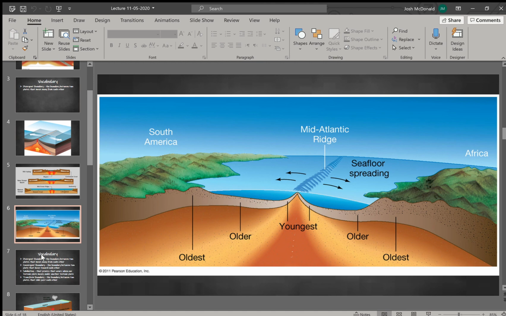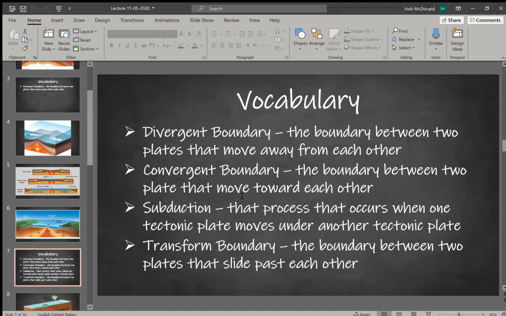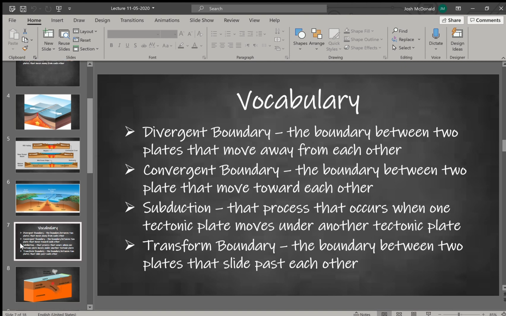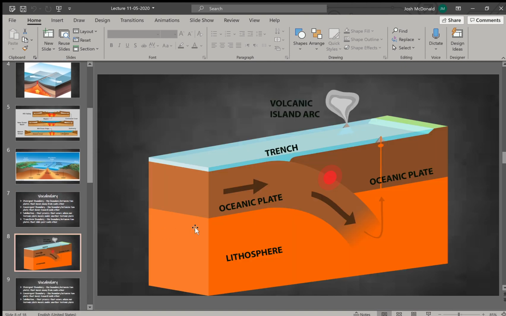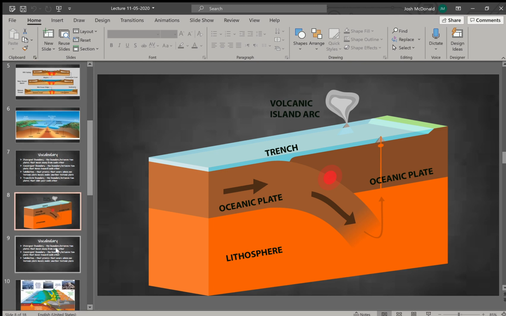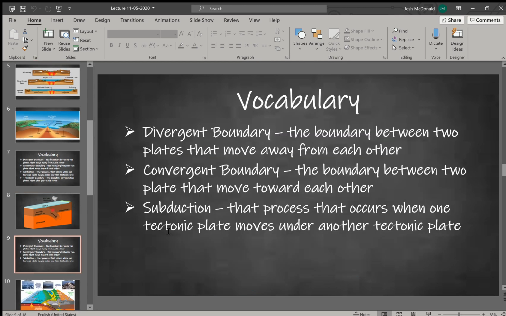The second is called a convergent boundary. And this is the boundary between 2 plates that move toward each other. So one example here is you have an oceanic crust, and as they move toward each other, one is going underneath the other one. And we've mentioned this process before. It's called subduction. Again, when we talked about the rock cycle, we talked a little bit about subduction.